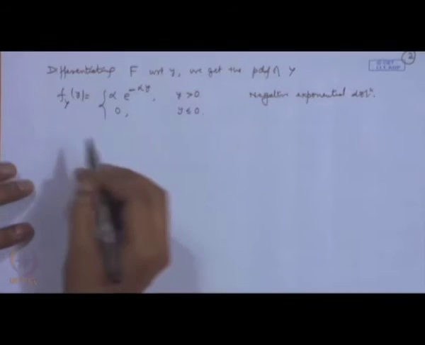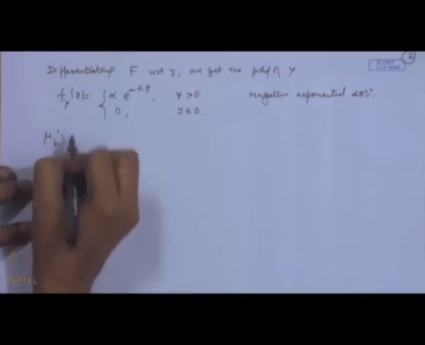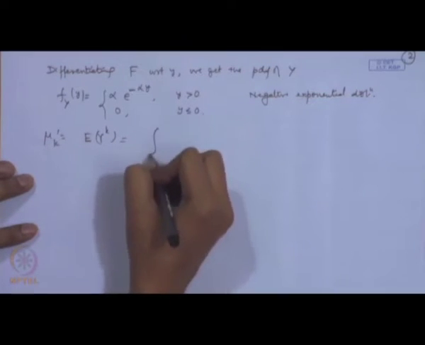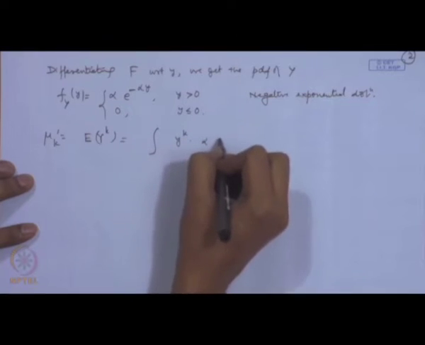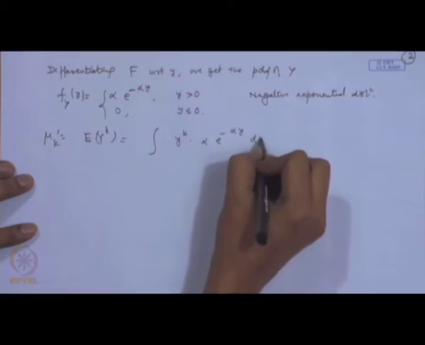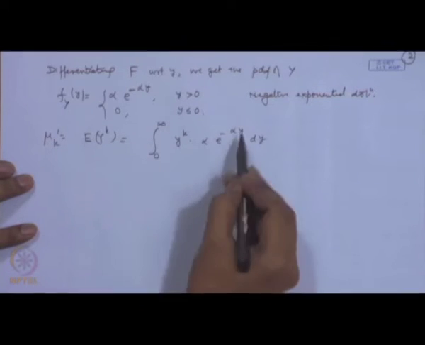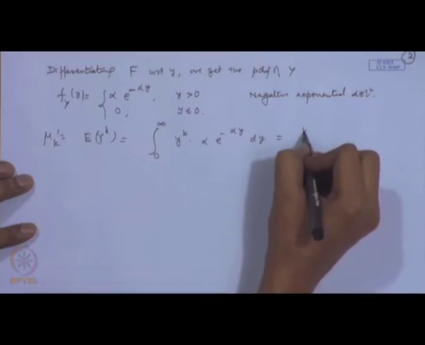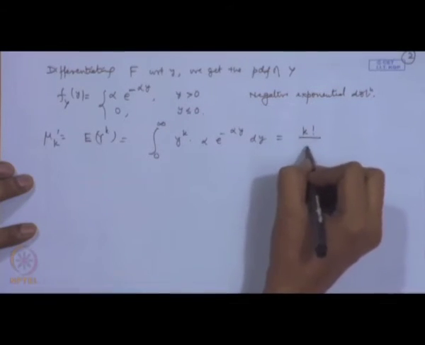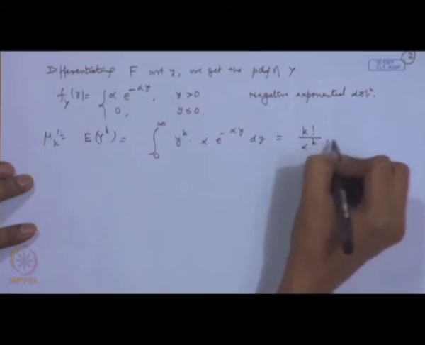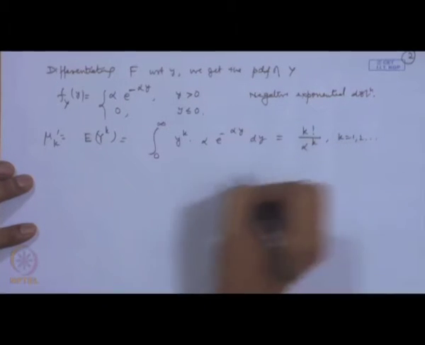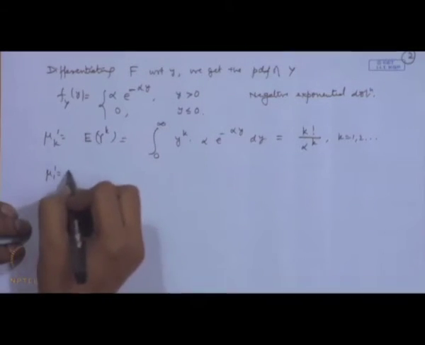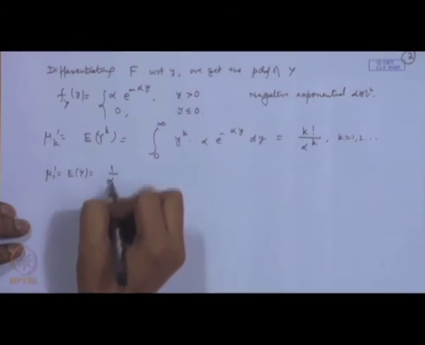The moment structure of this is quite simple. We can write mu_k prime, that is the expectation of y to the power k, equal to the integral of y to the power k alpha e to the power minus alpha y dy from 0 to infinity. Now, this is nothing but a gamma function. So, the value is simply equal to k factorial divided by alpha to the power k for k equal to 1, 2 and so on. So, we get the mean, that is equal to 1 by alpha.